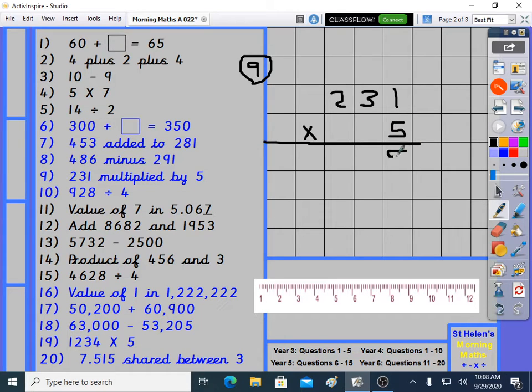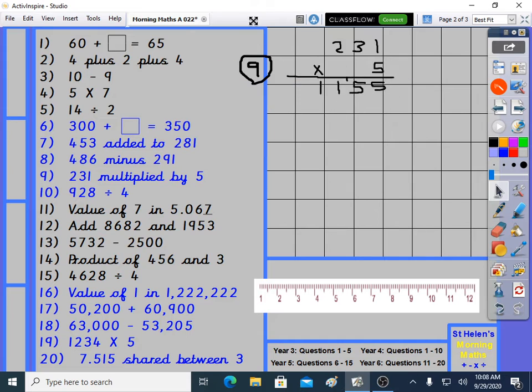5 times 1 is 5. 5 times 3 is 15. 5 times 2 is 10, plus 1 is 11. That's the standard method. You're probably more used to doing the grid method, so I'll show you the grid method.